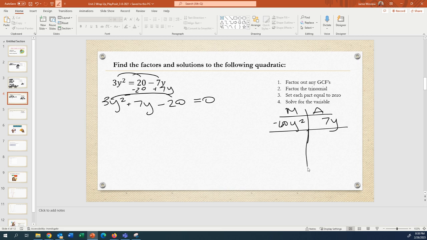And let's start listing the factors of 60. So we have negative 60 and 1, negative 2 and 30. What else? Negative 3 and 20.